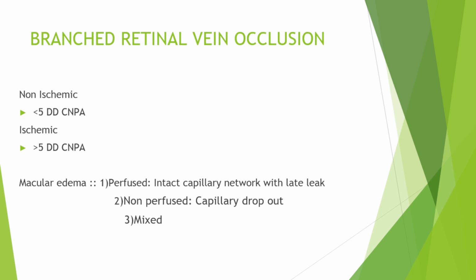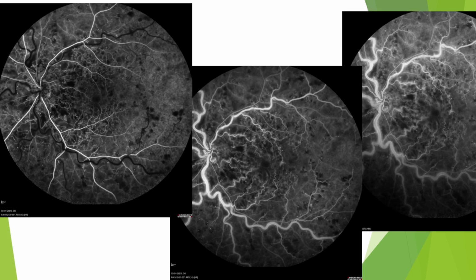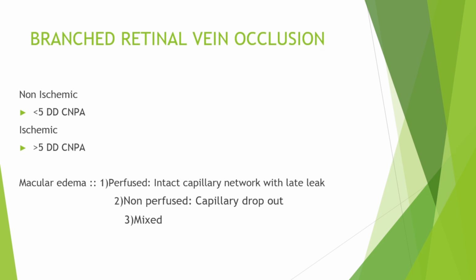Coming to branched retinal vein occlusion, it can be non-ischemic or ischemic. When the capillary non-perfusion area is less than 5 disc diameters, it is known as non-ischemic. It's not branched retinal vein, ma'am. All retinal veins are branched. It is branched retinal vein occlusion. The macular edema can be perfused, non-perfused, or mixed.